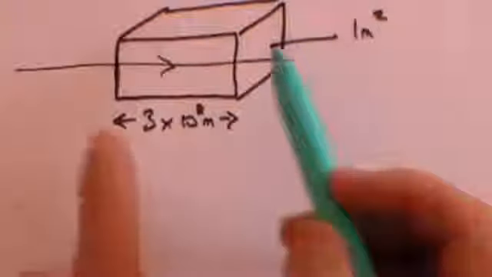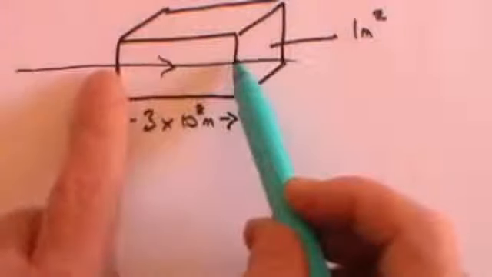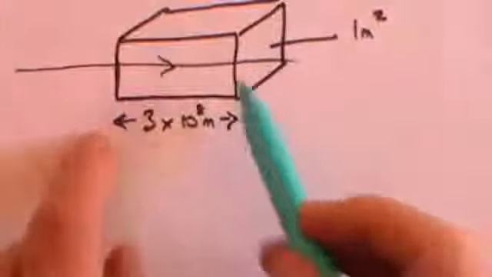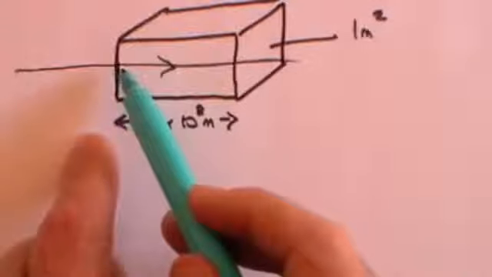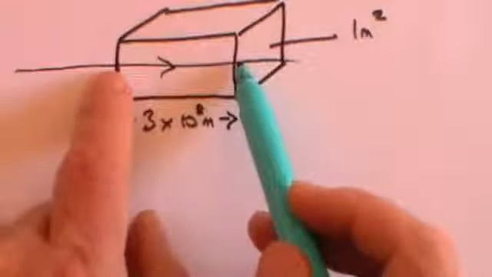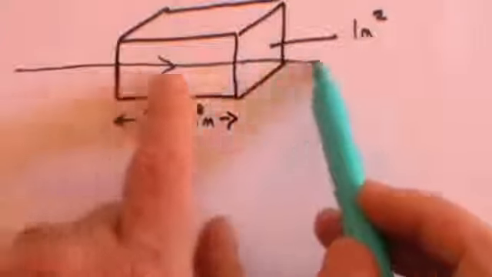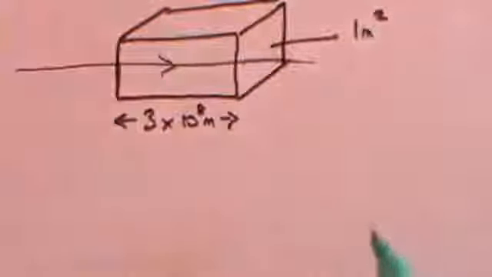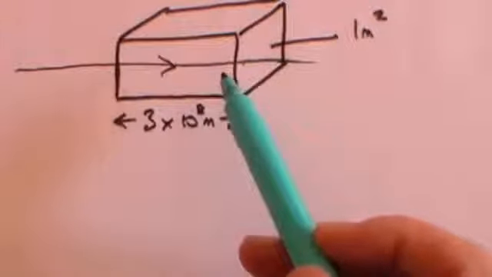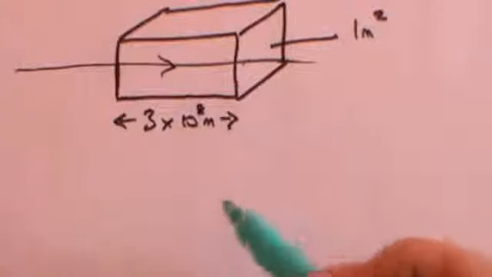So in 1 second, all the radiation that is in that box will move out, because it takes 1 second for the radiation at that end to get to that end. So all the radiation that's in the box after 1 second will have moved out. So all the energy that is contained in that box will have moved out in 1 second.